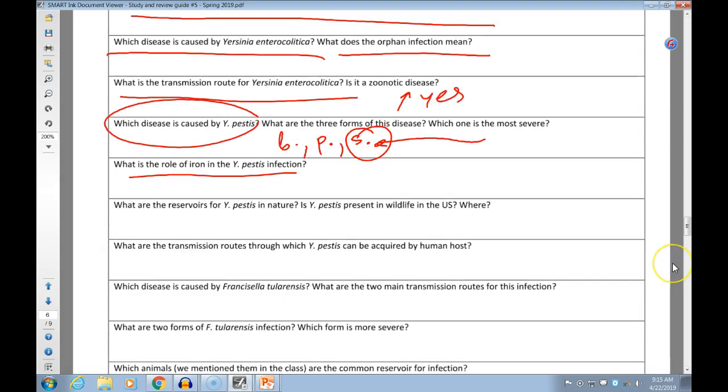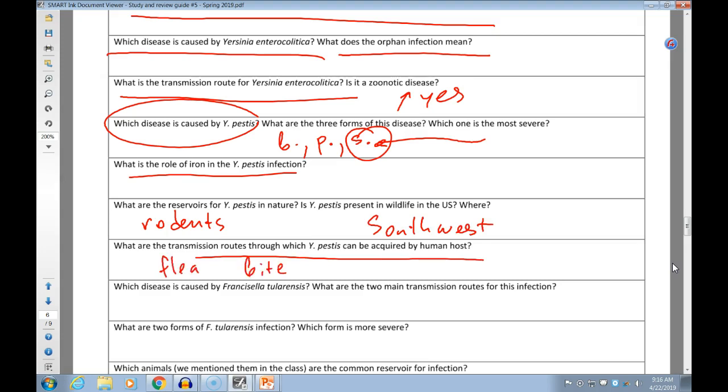Reservoirs for Yersinia pestis in nature. All you need to know is that those are rodents. It is present in the US, in the Southwest. Transmission routes, flea bite or respiratory. Does that make sense? So 2 routes. It can be flea biting, rodent, and then human, and it can be respiratory from person to person. There is no respiratory transmission from rodents to humans. We don't breathe at each other with rats.